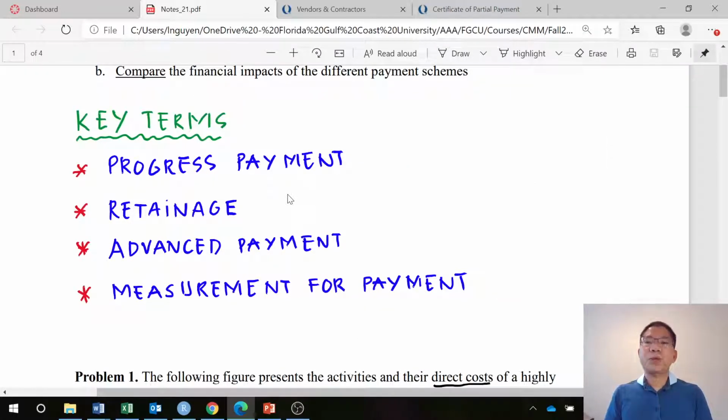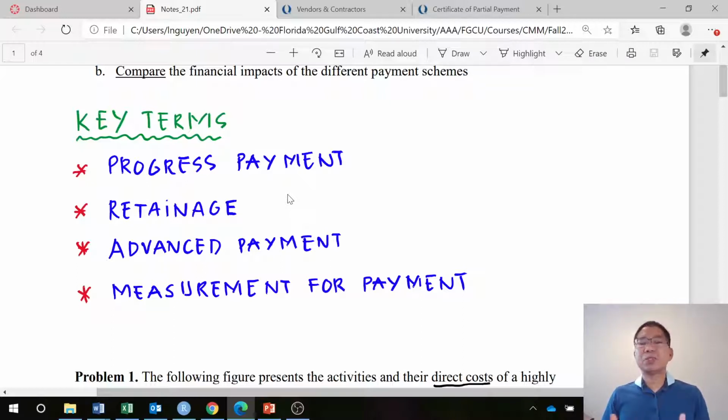Retainage: when the contractor completes a month of work, it may cost the contractor, including the overhead and profit that we call markup, a total value of maybe $100,000. But then the owner will not pay the total $100,000 for that. The owner, like FGCU, may retain some money, so that in any case, he or she is in a good position to ask the contractor to fix the problem, rework, defect, etc.